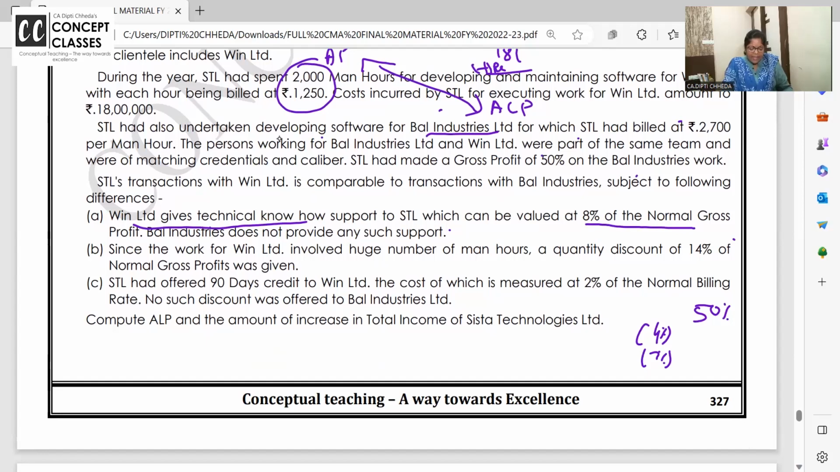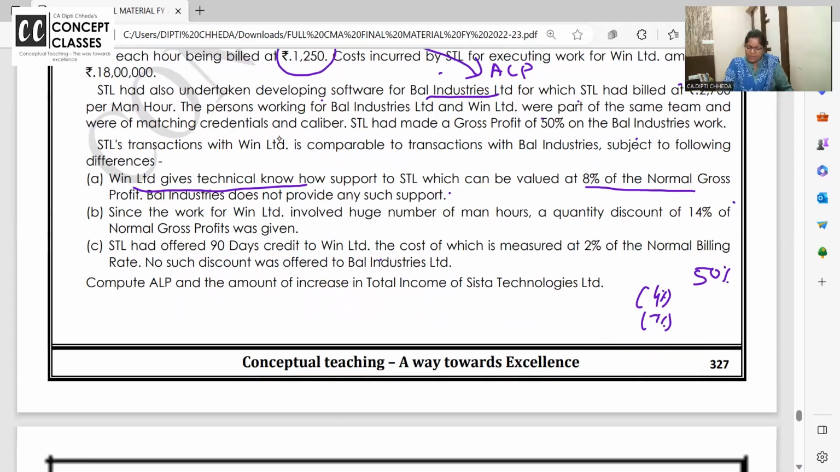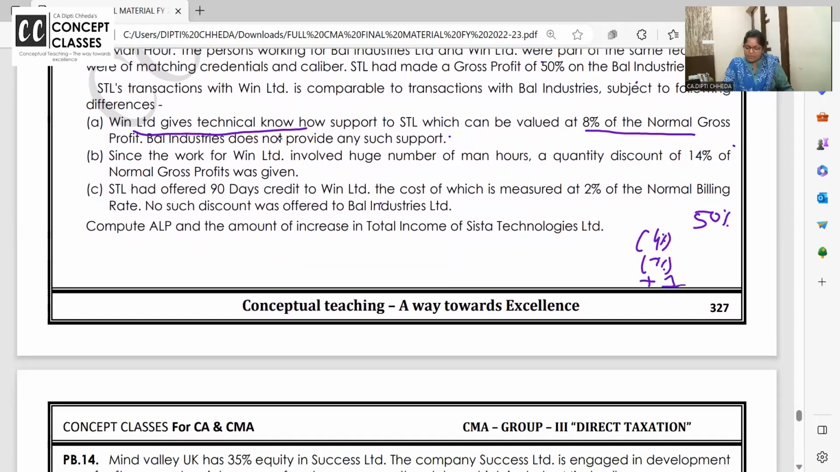And STL offered 90 days credit to Win Limited. We are offering credit. क्रेडिट देने से तो हम और एक्स्ट्रा चार्ज करेंगे ना. See, you go to buy a mobile phone, cash में खरीद रहे 20,000, EMI में लेंगे 22,000. So interest will be added in my profit margin. So that's 2%. So 2% is plus 1.